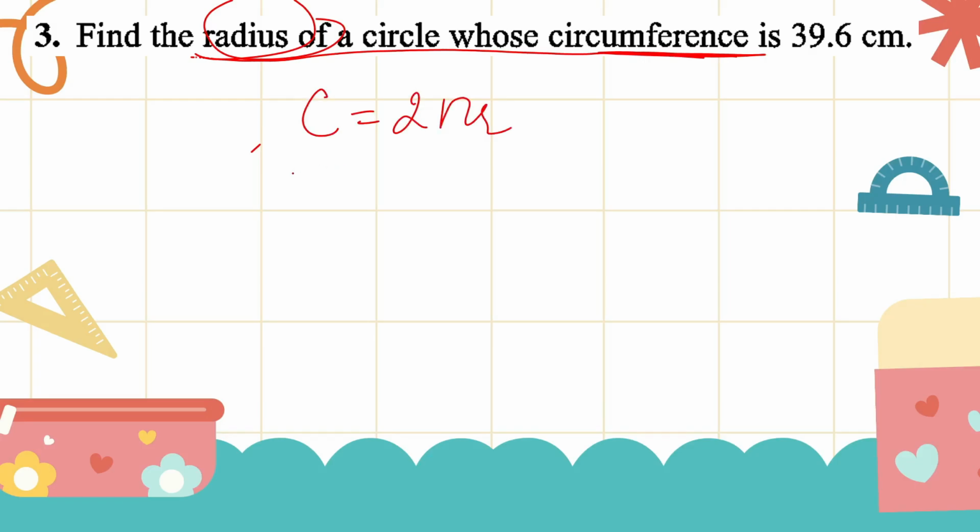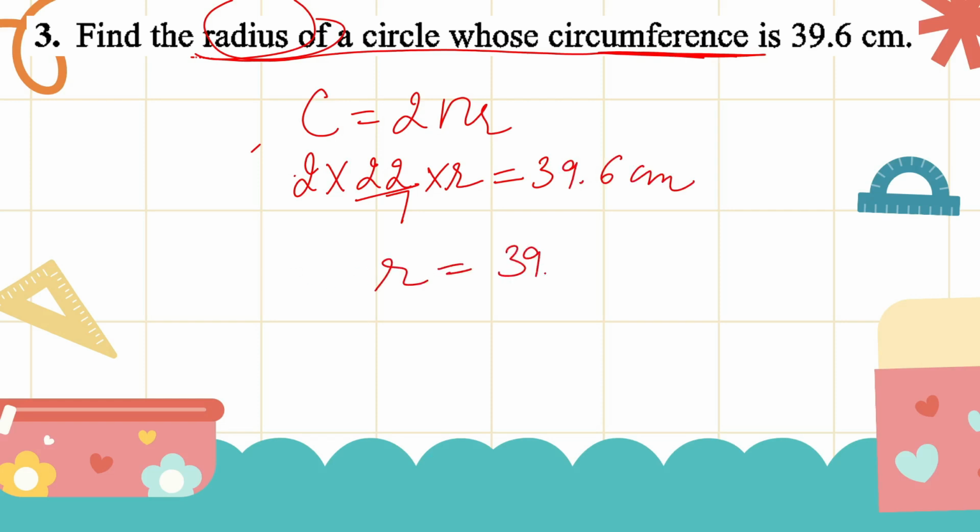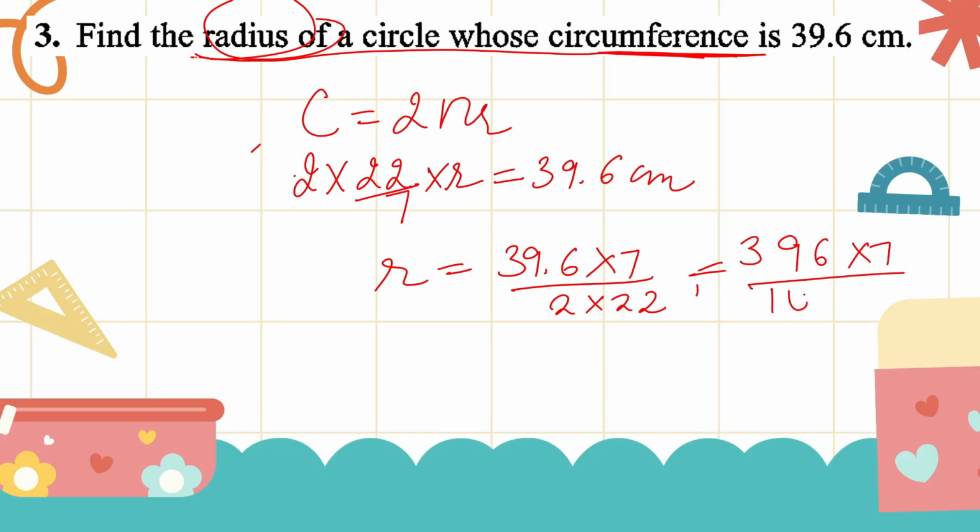C equals 2 pi r. We know the value of pi is 22 over 7. R we need to find, that is 39.6 centimeter, and R will be 39.6 into 7 over 2 into 22. After doing the simplification, we will find our answer over 10, because there is a decimal.